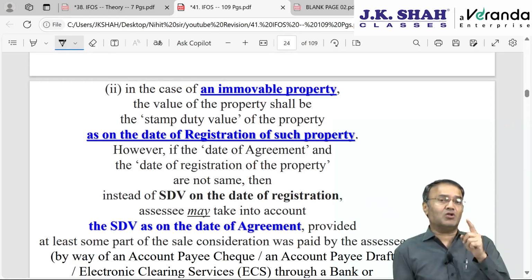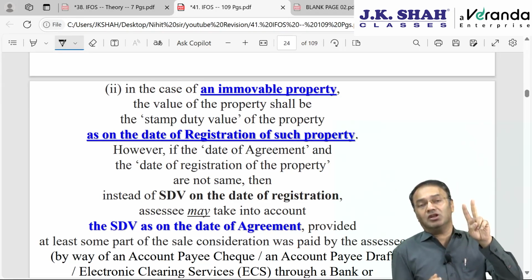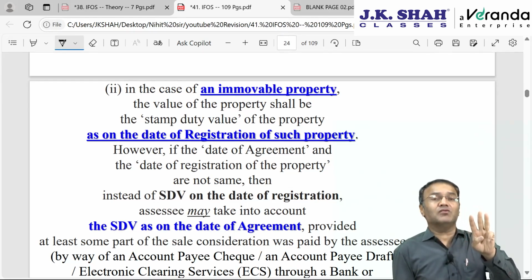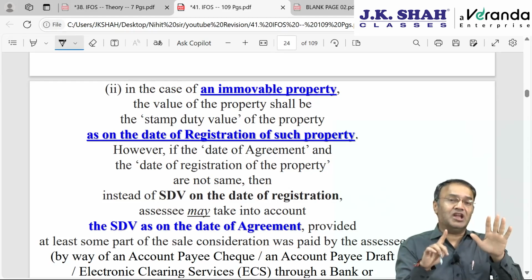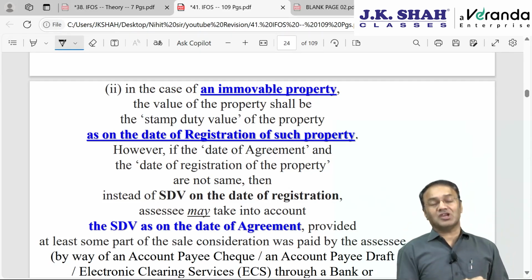Number one, the date on which token amount was paid or the advance was paid. Number two, the date on which allotment letter is issued in case you are buying an under construction property. Third is the date on which full payment is made. Fourth is the date on which possession is received. Fifth is the date on which sale agreement is executed. Sixth, the date on which stamp duty is paid and the property is registered, registration charge is paid.